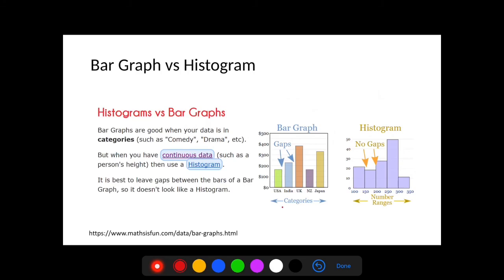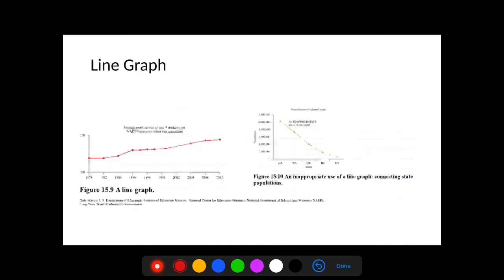Bar graphs and histograms look similar. What we need to look at here is that we have categories for the bar graph and number intervals right here for the histogram. Usually with histograms, we put no gaps in between the columns, and with bar graphs, we do.